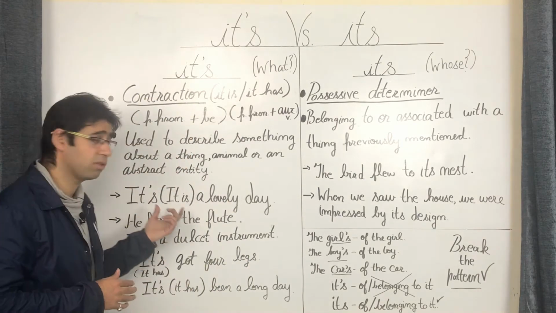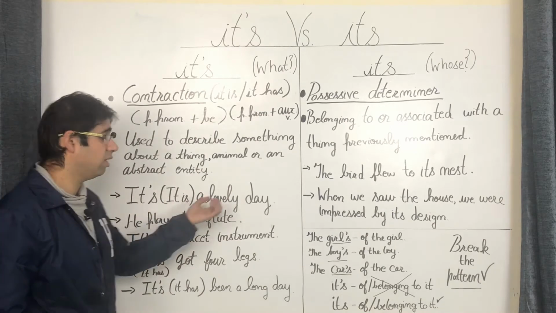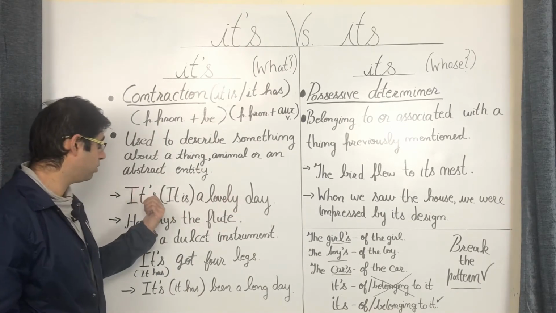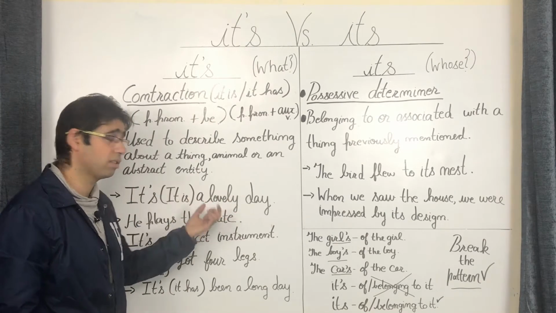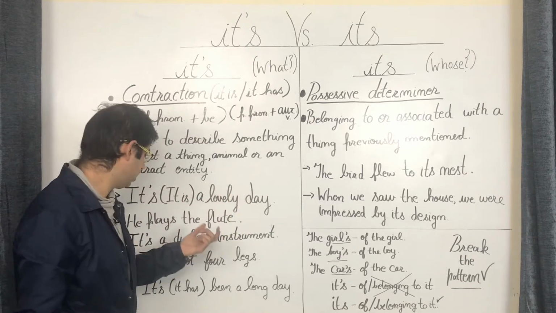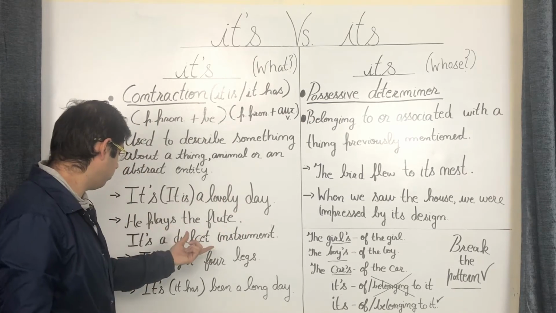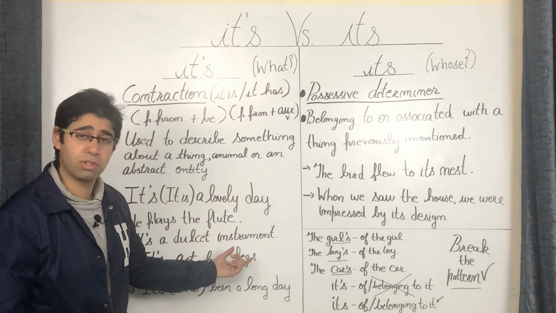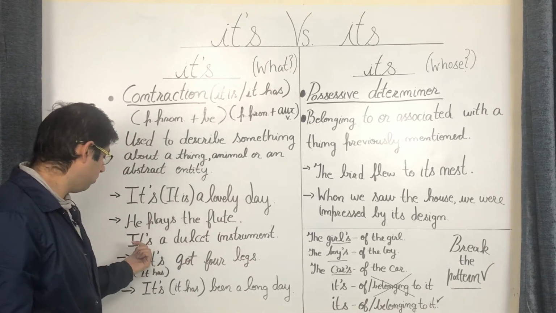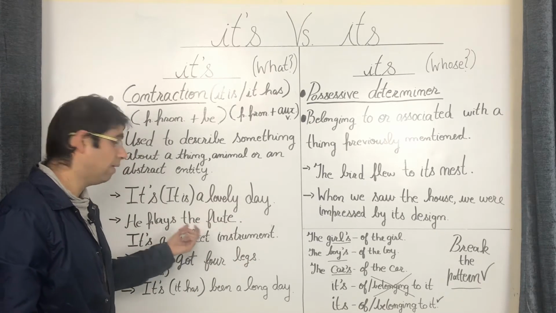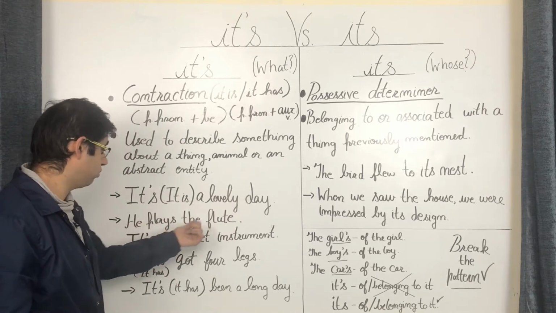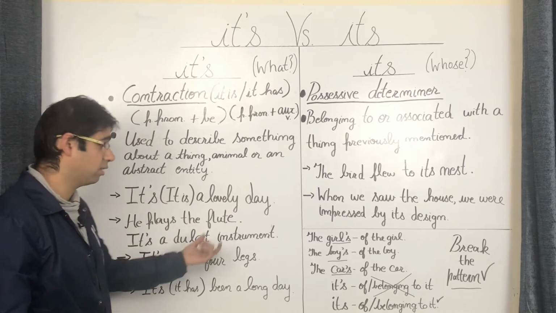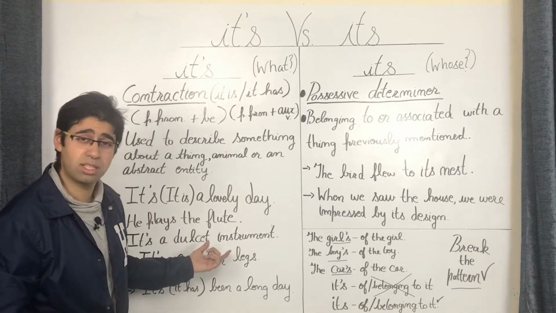You've got the first sentence over here, which is it's a lovely day. You've got the apostrophe here, so this is essentially saying it is a lovely day. One more example, you have he plays the flute. It's a dulcet instrument. Now, the it's over here is referring to the flute. So you've got this as he plays the flute. It is a dulcet instrument, dulcet meaning sweet sounding.